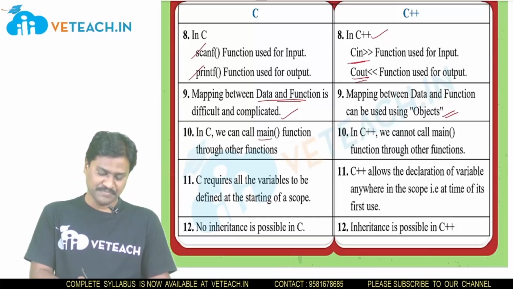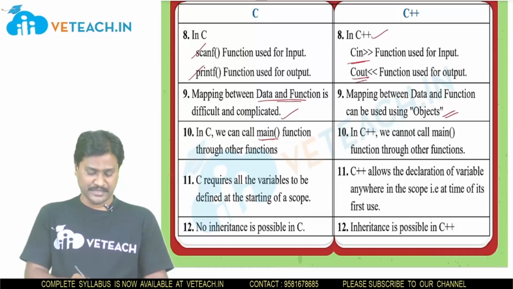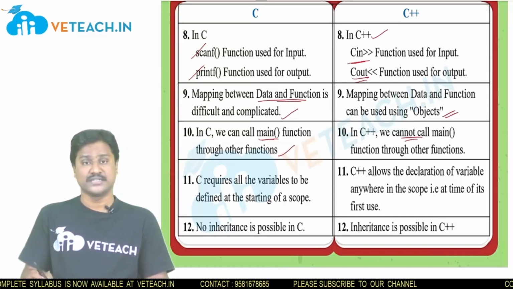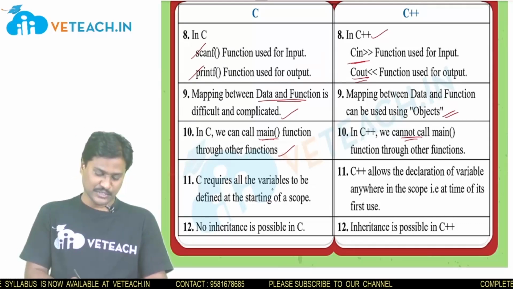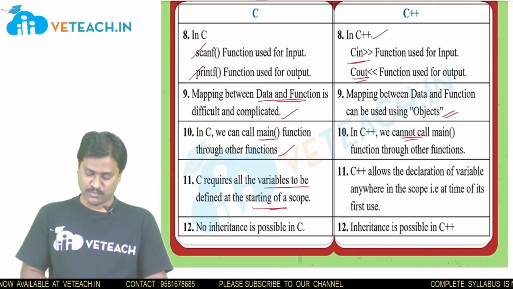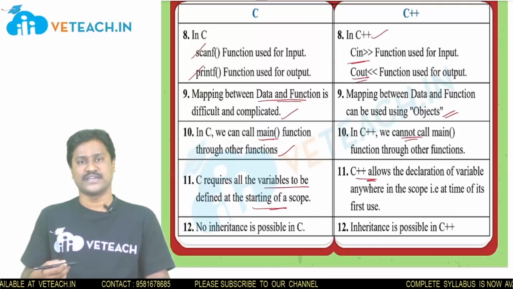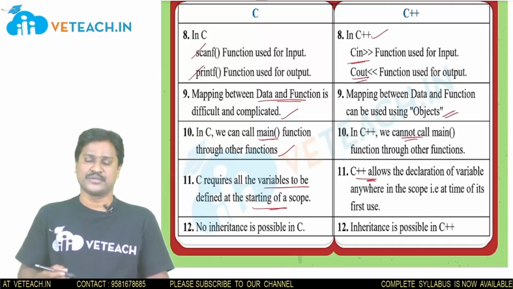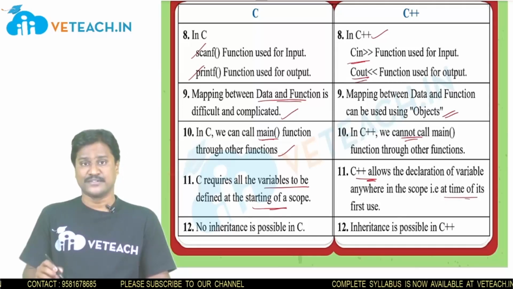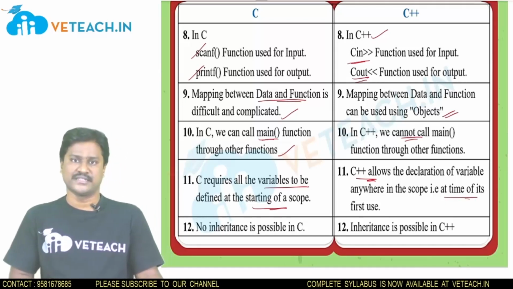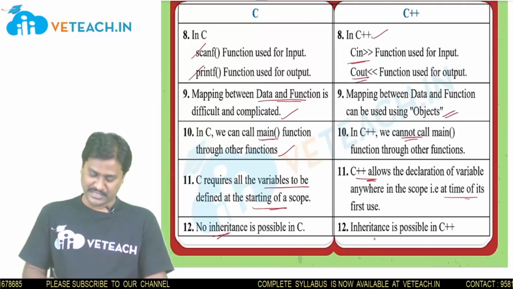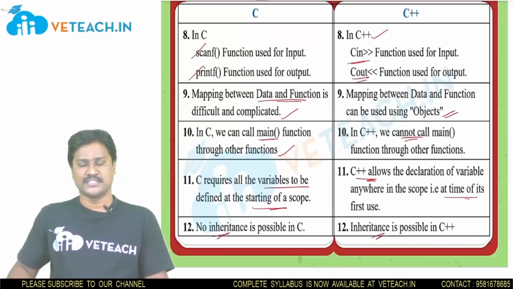Whereas in C, the main function can be called through other functions, but it is not allowed in C++. C requires all variables to be defined at the starting of the scope, but C++ allows you to declare the variable anywhere in your program, with the condition that you should define it before its first use. No inheritance is provided in C, but here inheritance is possible in C++.